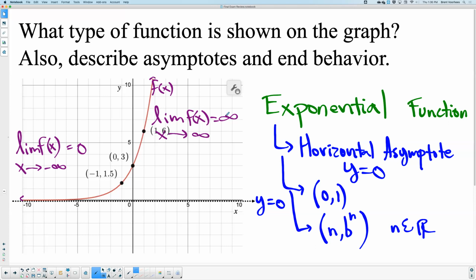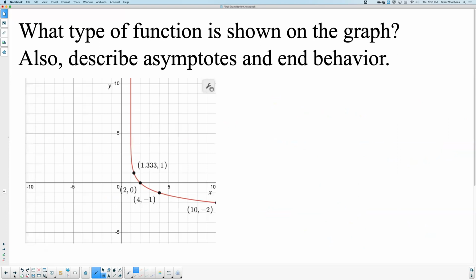Okay? I got 3 more examples of this, so I don't want to spend too much time on this one. Let's go to the next one. This time, what do you think? Exponential or logarithmic? This one's logarithmic. So when we started exponential and logarithms, how do we know it's a logarithm? What do we call this? A vertical asymptote. So let's make basically the same statements.